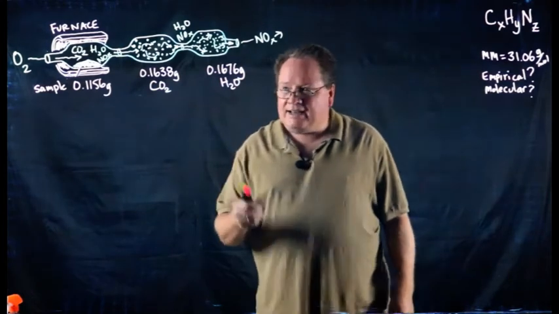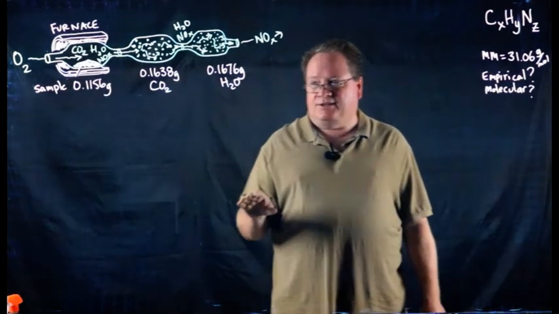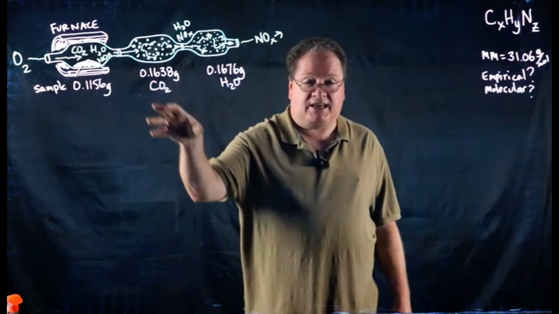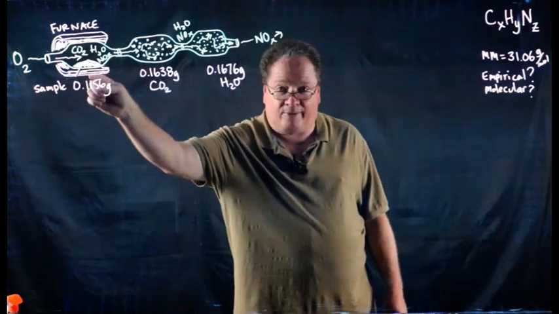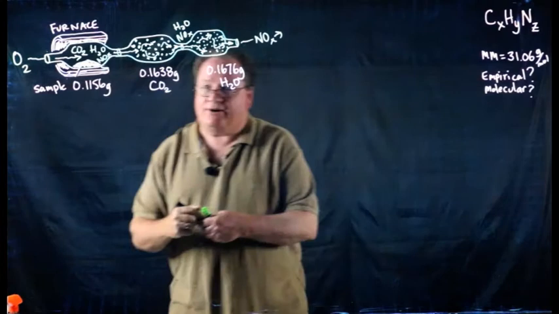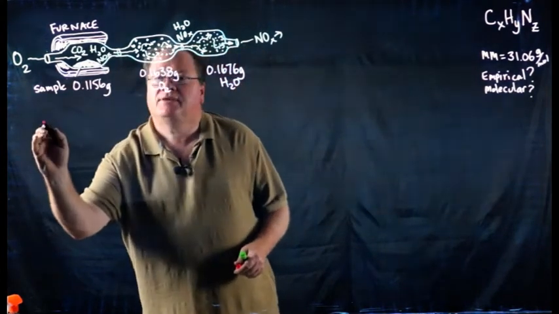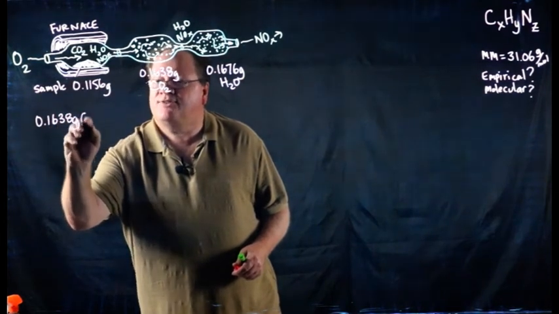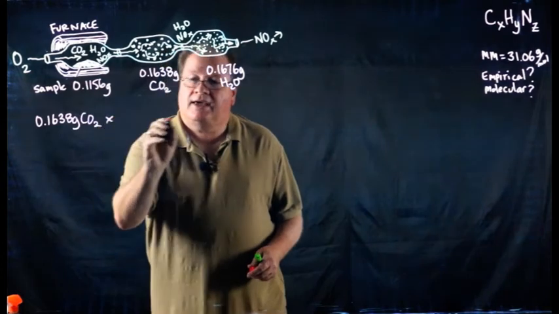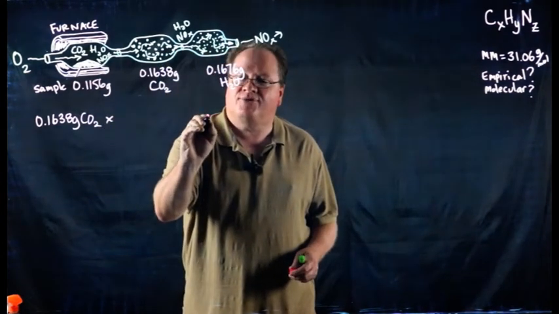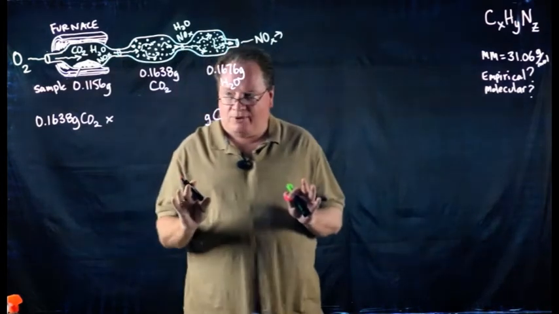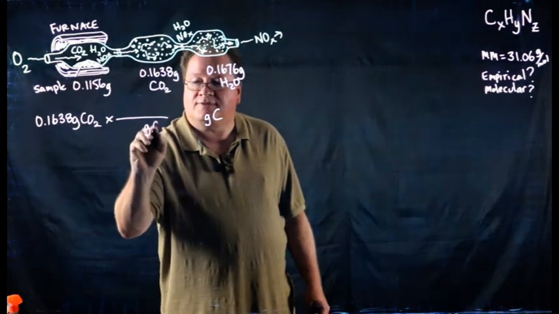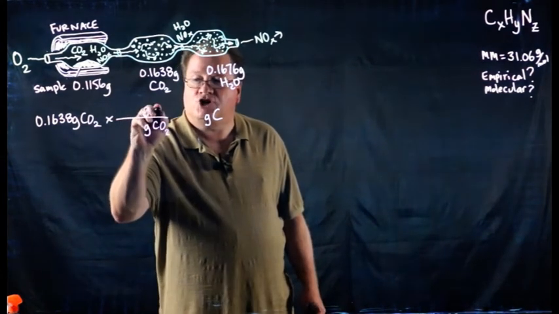So what I need to figure out right off the bat is not how much CO2 is here, but how much carbon is contained in that CO2, because that came from the compound. So my first job is to take this mass, 0.1638 grams of CO2, and end up with just grams of C. That's all I want. Okay, so I need to think about it. Can I go from grams of CO2 to grams of just carbon?